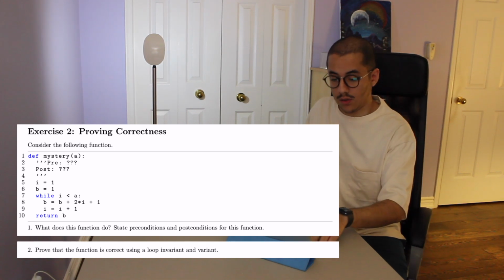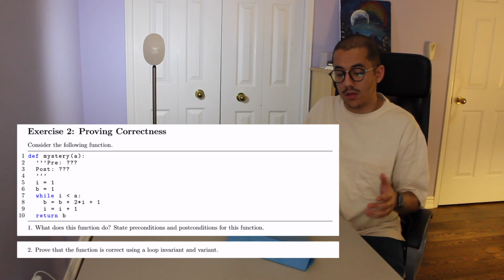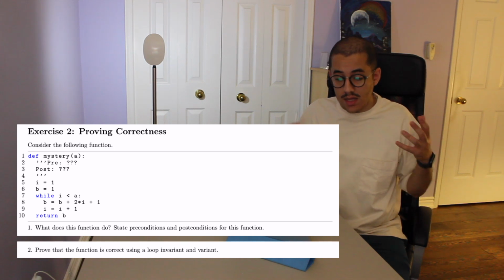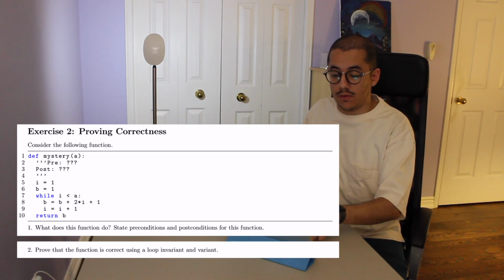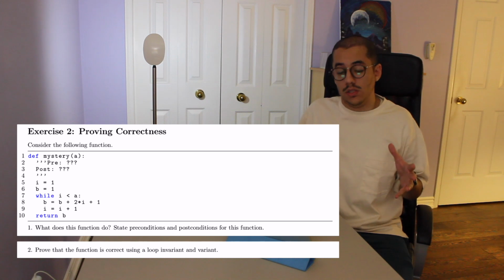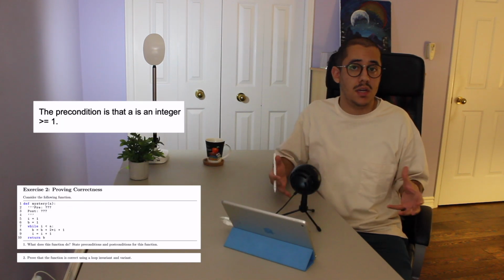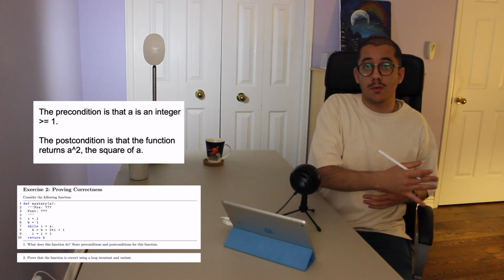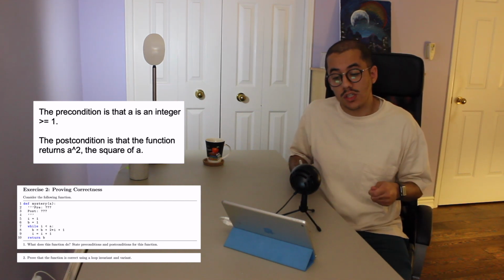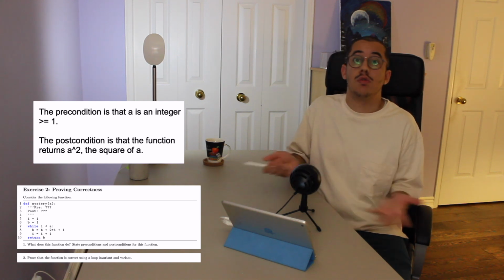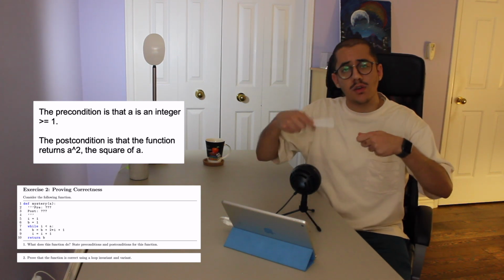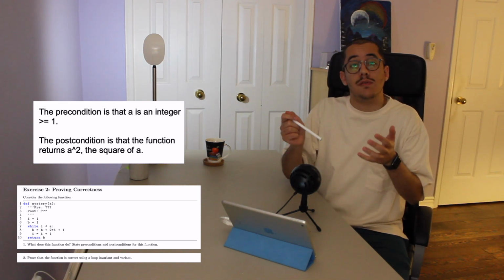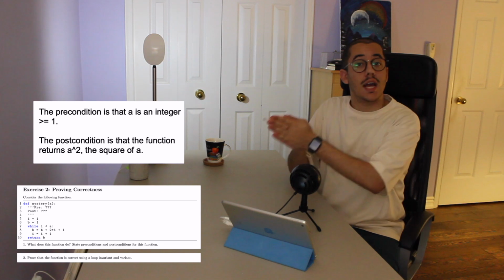Looking at the question, the first thing they ask is what does this function do, and state the preconditions and the postconditions for this function. The precondition is that a is an integer that's bigger than or equal to 1. And the postcondition, which will also explain what this function does, is that the function returns a squared, the square of a. If you try that yourself, giving it examples and running through them together, you see that this mystery function, if you give it a, will return a squared.